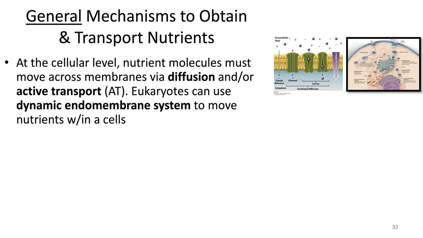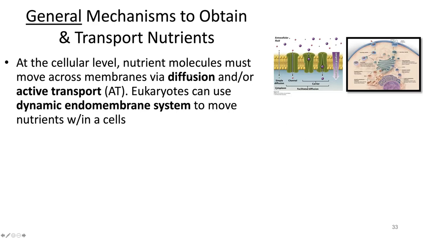Okay, I also want to talk about some general mechanisms that organisms use to obtain and transport nutrients. And this is true across all organisms. At the cellular level, for all organisms, whether unicellular or multicellular, nutrient molecules have to move across cell membranes. Remember, they have to move across membranes to get into the cell and across membranes to get out of the cell, from the environment into the cell and out into the environment.